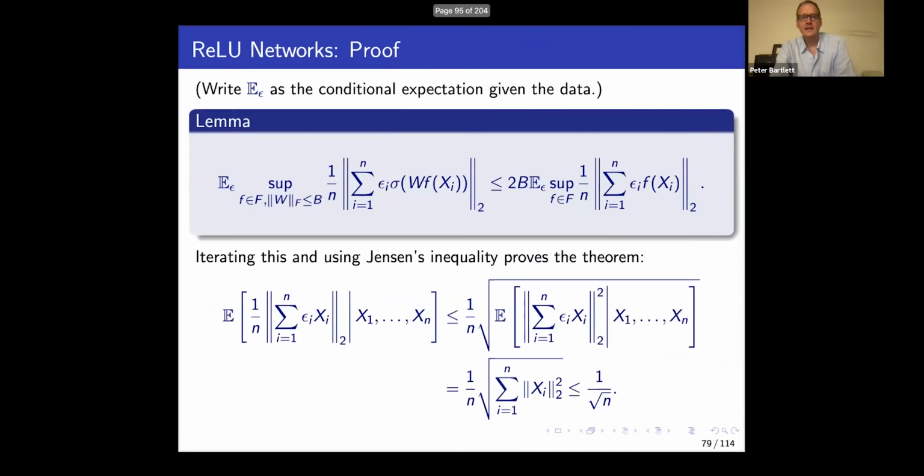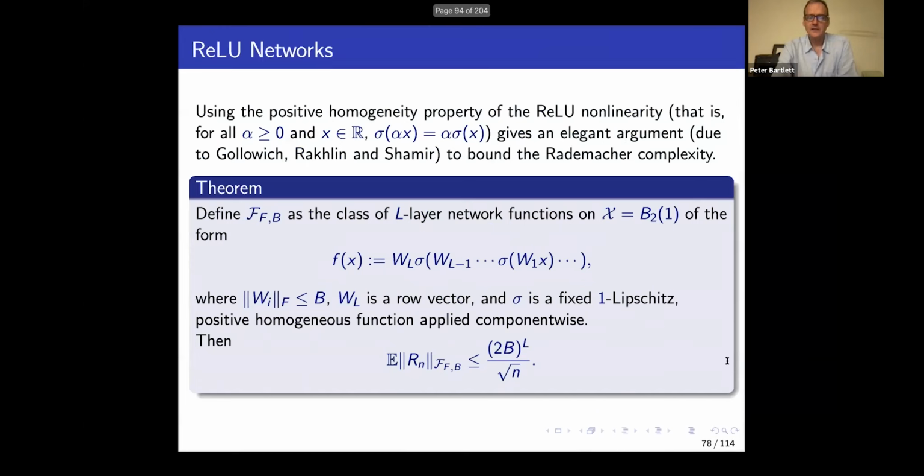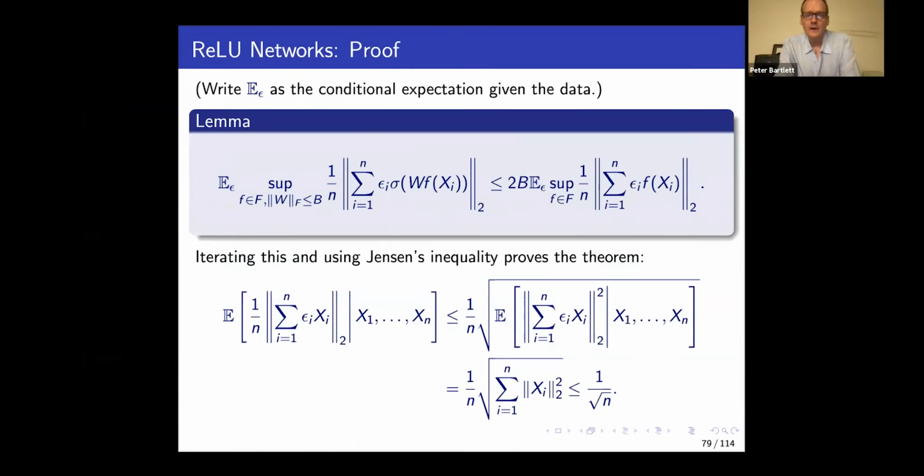Okay, and of course, that gives us this result in terms of a kind of scale of parameters at each layer multiplied together, and there's a 1 over square root of n as well.